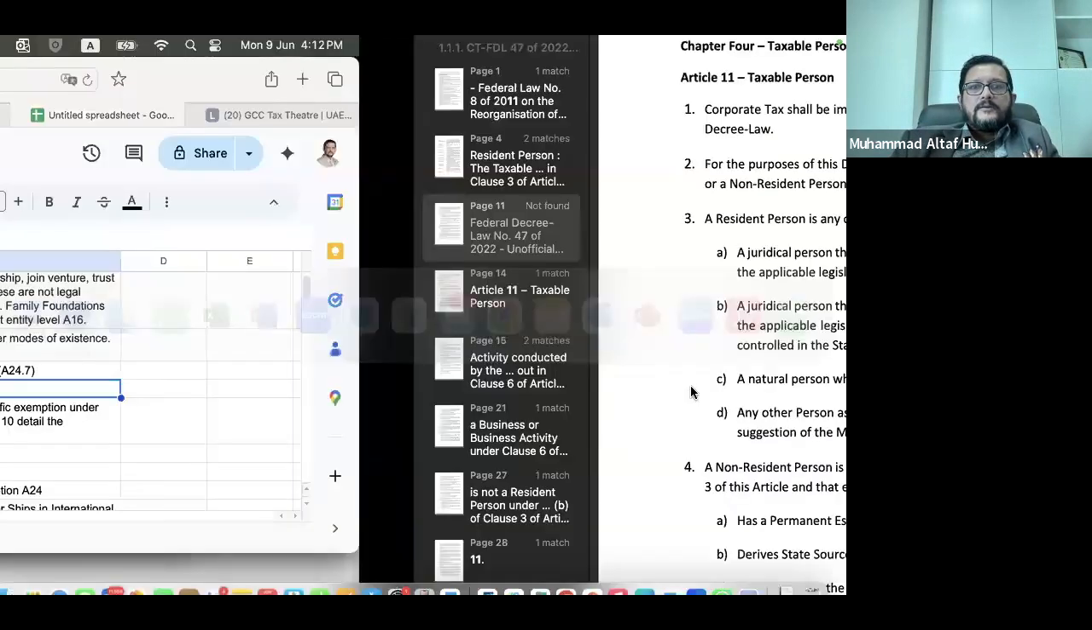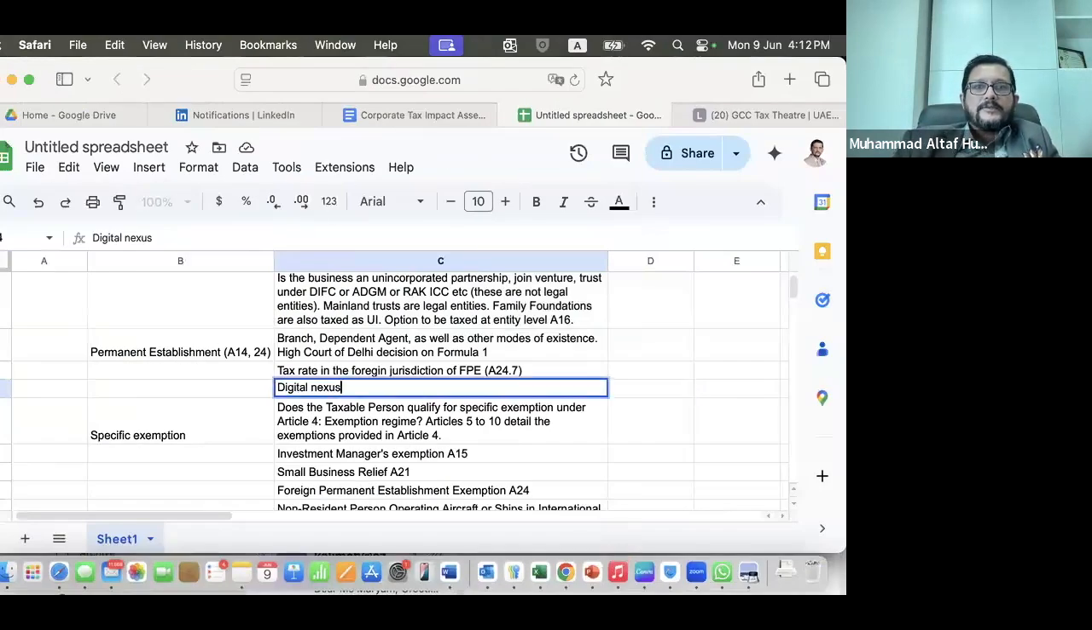Anyways, coming back, we talked about digital nexus. Which article supports this? Article 13 and 14 support. Also the start of Article 12, because we are mentioning nexus first in that. Actually it starts from 11 to 14. They support the risk that digital nexus will be taxed in UAE.